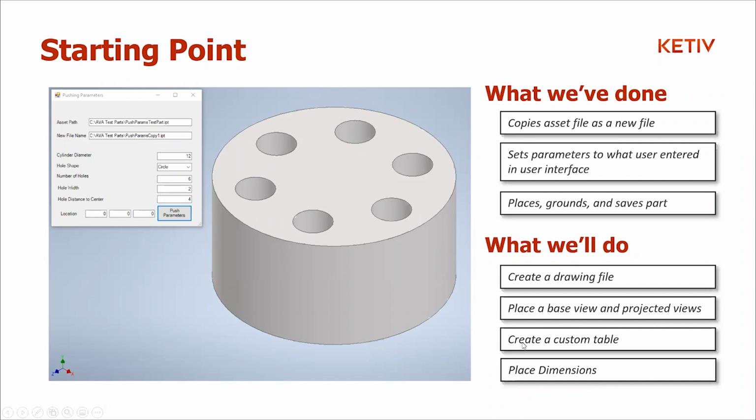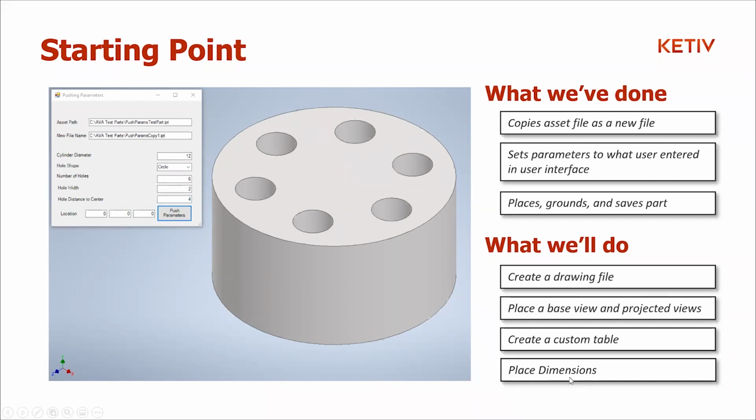Then we're going to create a custom table. Now, there's a lot of different things that you can use a table for in Inventor drawings. We're going to use it kind of as a pseudo spec table where we'll record all of the inputs that the user put into this form in a table on the drawing. But obviously, you can use this method to create whatever type of table you need.